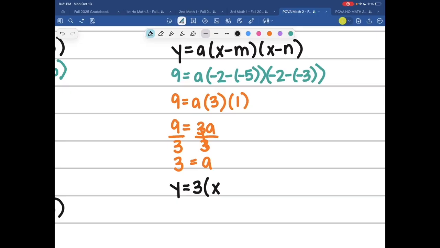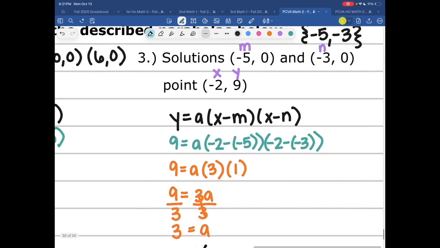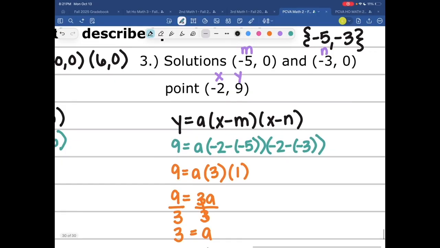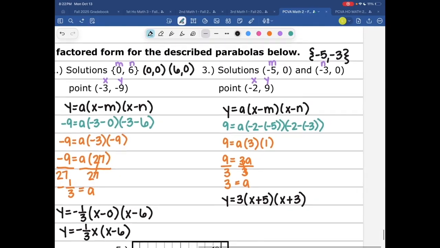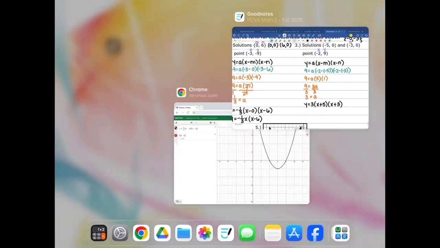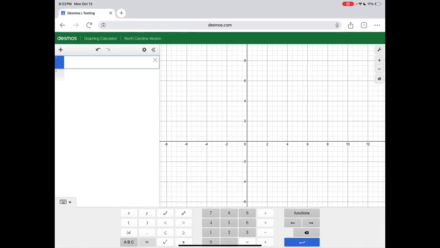My X, original M, was -5. So at this point, if you've gotten the pattern, you don't necessarily have to write it as minus a -5. You can just go ahead and put X plus 5. And my other original was -3, so we can put it in as the opposite. Now let's go back to Desmos and look at some of this information. So we have Y equals 3, we have X plus 5 and X plus 3. And I forgot the 3 value.